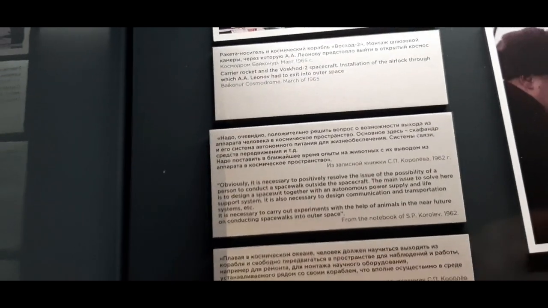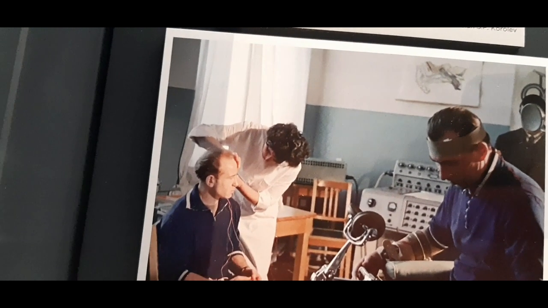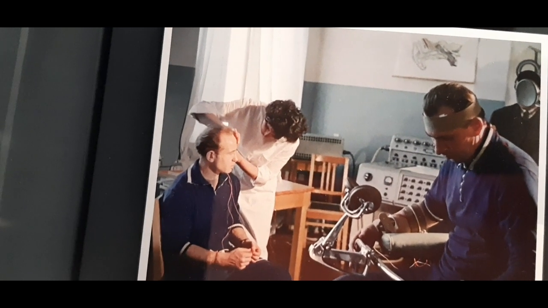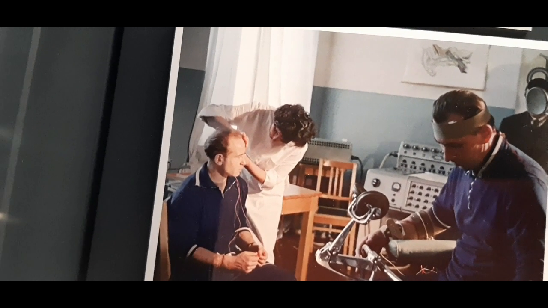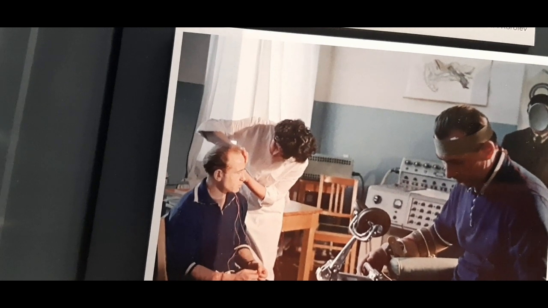Obviously, it is necessary to positively resolve the issue of the possibility of a person conducting a spacewalk outside the spacecraft. The main issue to solve here is to design a space suit together with the autonomous power supply and life support system. It is also necessary to design communication and transportation system.